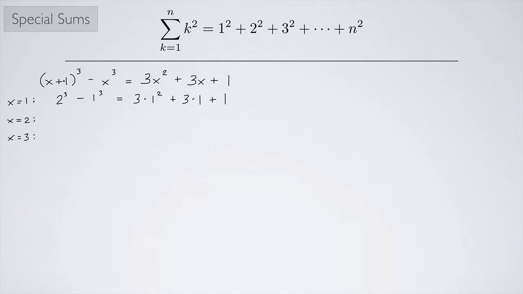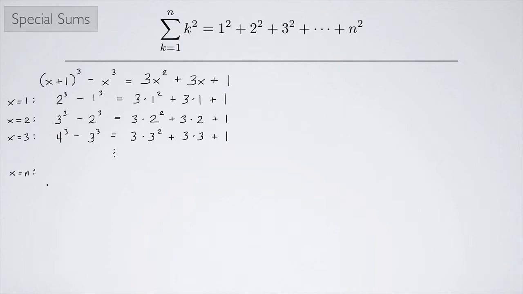Now for x equals 2, this would be 2 plus 1, so that'd be 3 cubed minus 2 cubed equals 3 times 2 squared plus 3 times 2 plus 1, okay? And then for x equals 3, 3 plus 1 is 4, this would be 4 cubed minus 3 cubed, equals 3 times 3 squared plus 3 times 3 plus 1. Okay, and so then you can keep going here, and eventually you would reach x equals n.